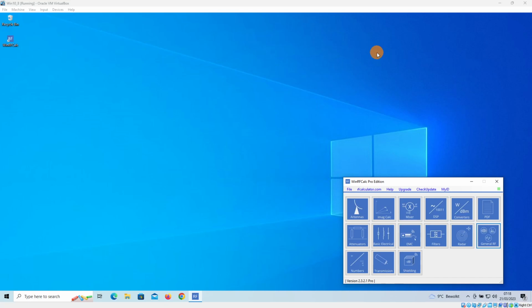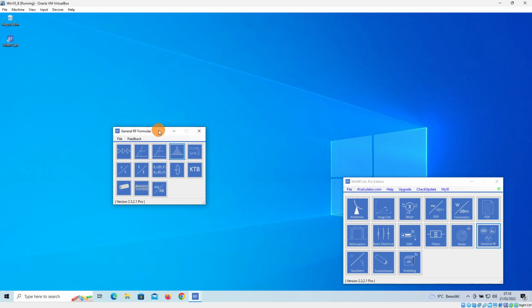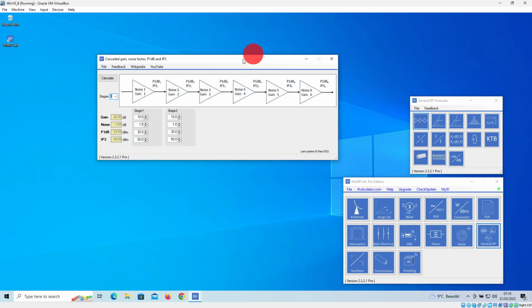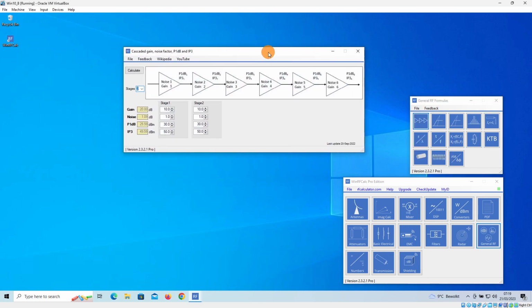If you have a cascade of a number of amplifiers and would like to know what is going to be the overall performance with respect to noise, intermodulation and gain, there is a special calculator available under the General RF Formulas section, the cascaded gain amplifier calculator.